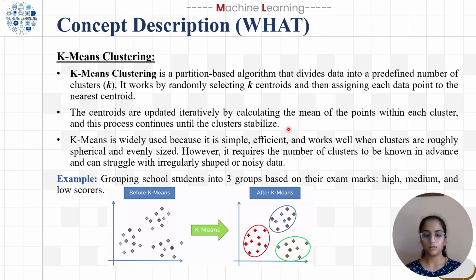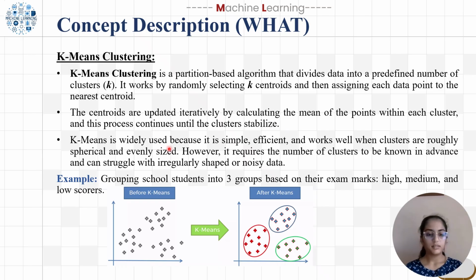So basically, K-means clustering is a partition-based algorithm that divides data into a predefined number of clusters, which we represent as K. It works by randomly selecting K centroids and then assigning each data point to the nearest centroid. After that, these centroids are updated iteratively by calculating the mean of the data points, and this process keeps continuing until the clusters get stabilized.